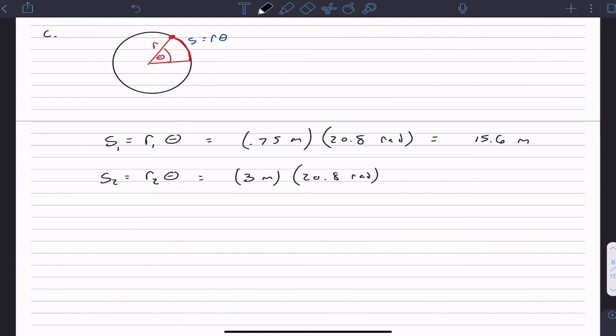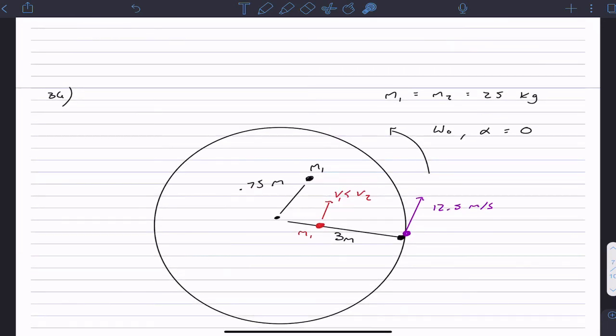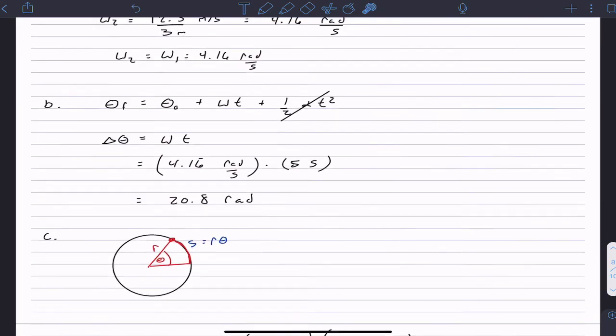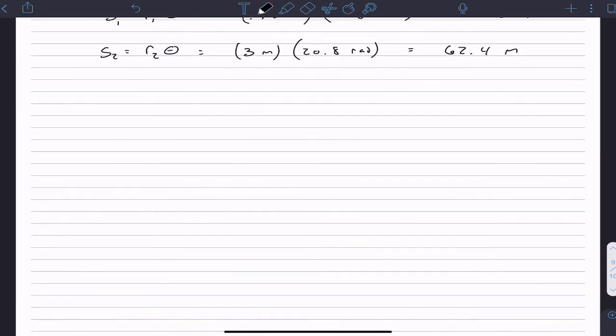And so that means child number 2 has traveled 62.4 meters. So see, that's what I was saying before. Child 1 has traveled way less linearly than child 2. Because this one is closer to the center, they are going way less distance overall. Still traveling the same number of radians, the same angular distance, but different in linear distance. So that's pretty interesting.